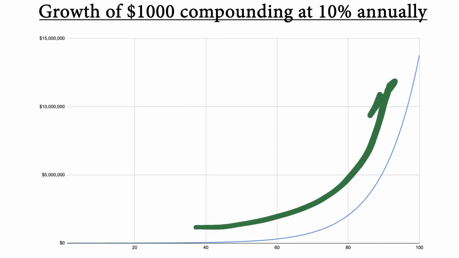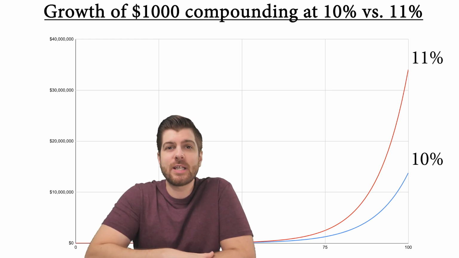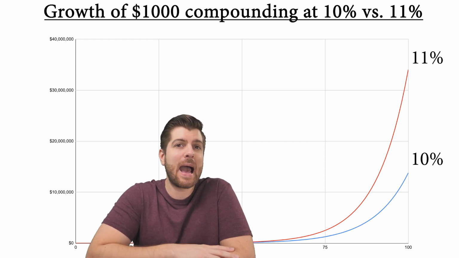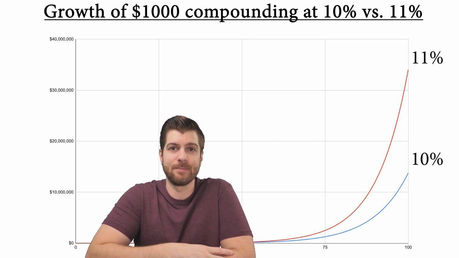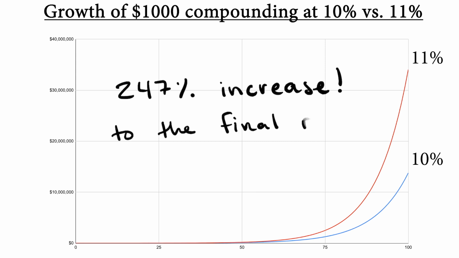Notice the exponential growth curve. Now here's the same thing, but the second line on this chart now shows $1,000 growing by, instead of a 10% annual growth rate, an 11% annual growth rate. Notice how just a 1% change in annual growth rate causes such a dramatic difference over a long period of time. That's actually a 247% increase to the final result just because of a 1% difference annually.